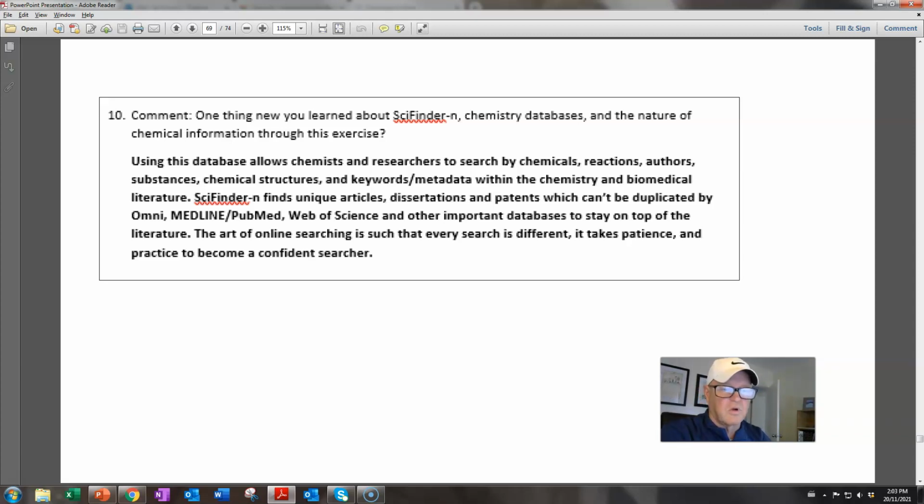So this is how chemists work, and you may be in a chemistry or a related field and say, oh, SciFinder may be something we should explore.